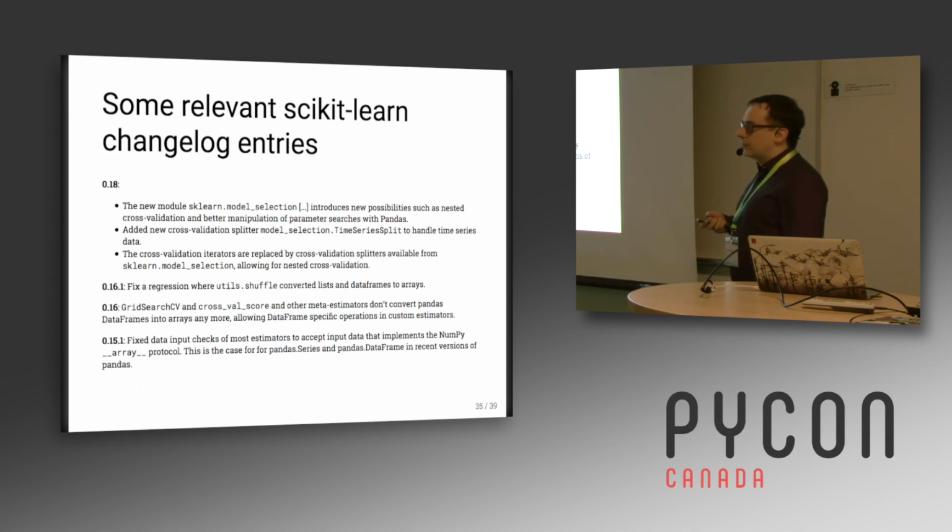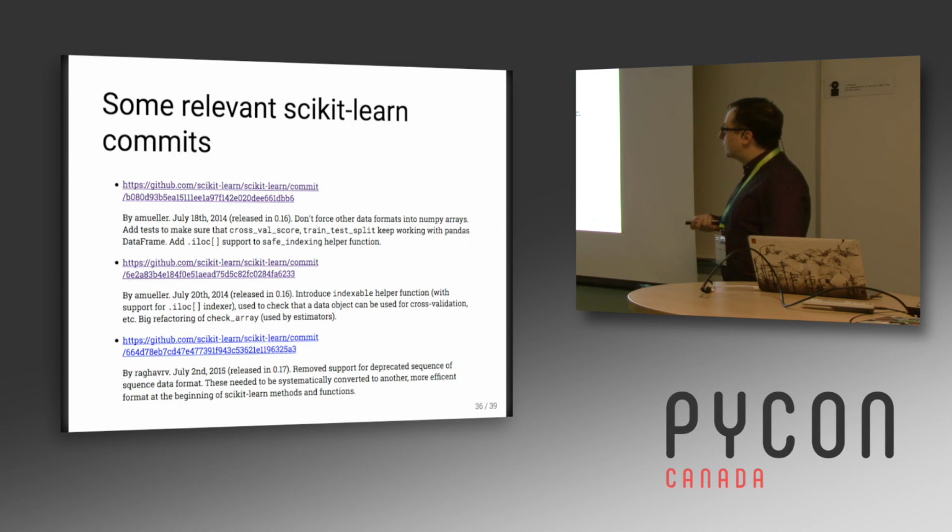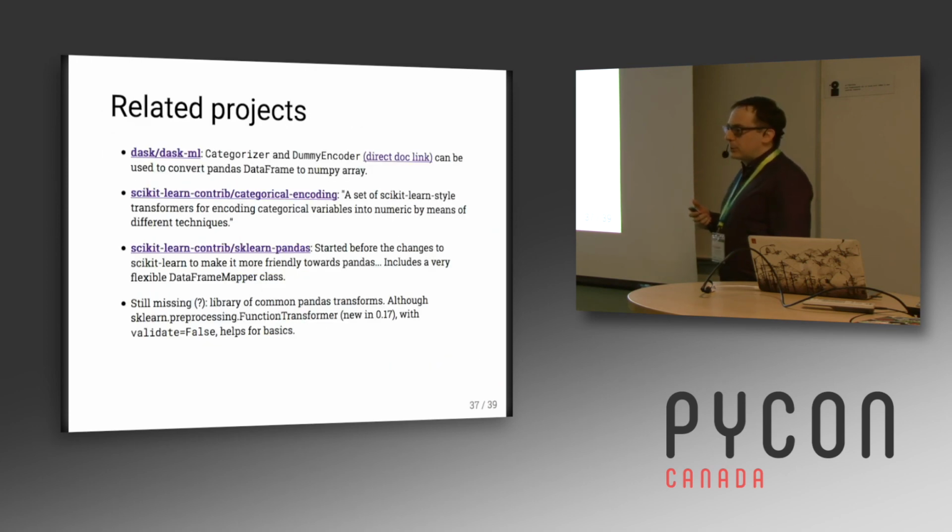If you want to dig further, there are some of the relevant changelog entries for this, some of the relevant commits, and some related projects. Dask-ml is really nice and supports parallelizing things, so have a look at it. It also explicitly supports Pandas DataFrame, so you can use it if you're ready to handle the dependencies. Still missing is a library of transforms for Pandas DataFrame, so you'll tend to write a couple of small helper classes. Maybe they'll come one day.